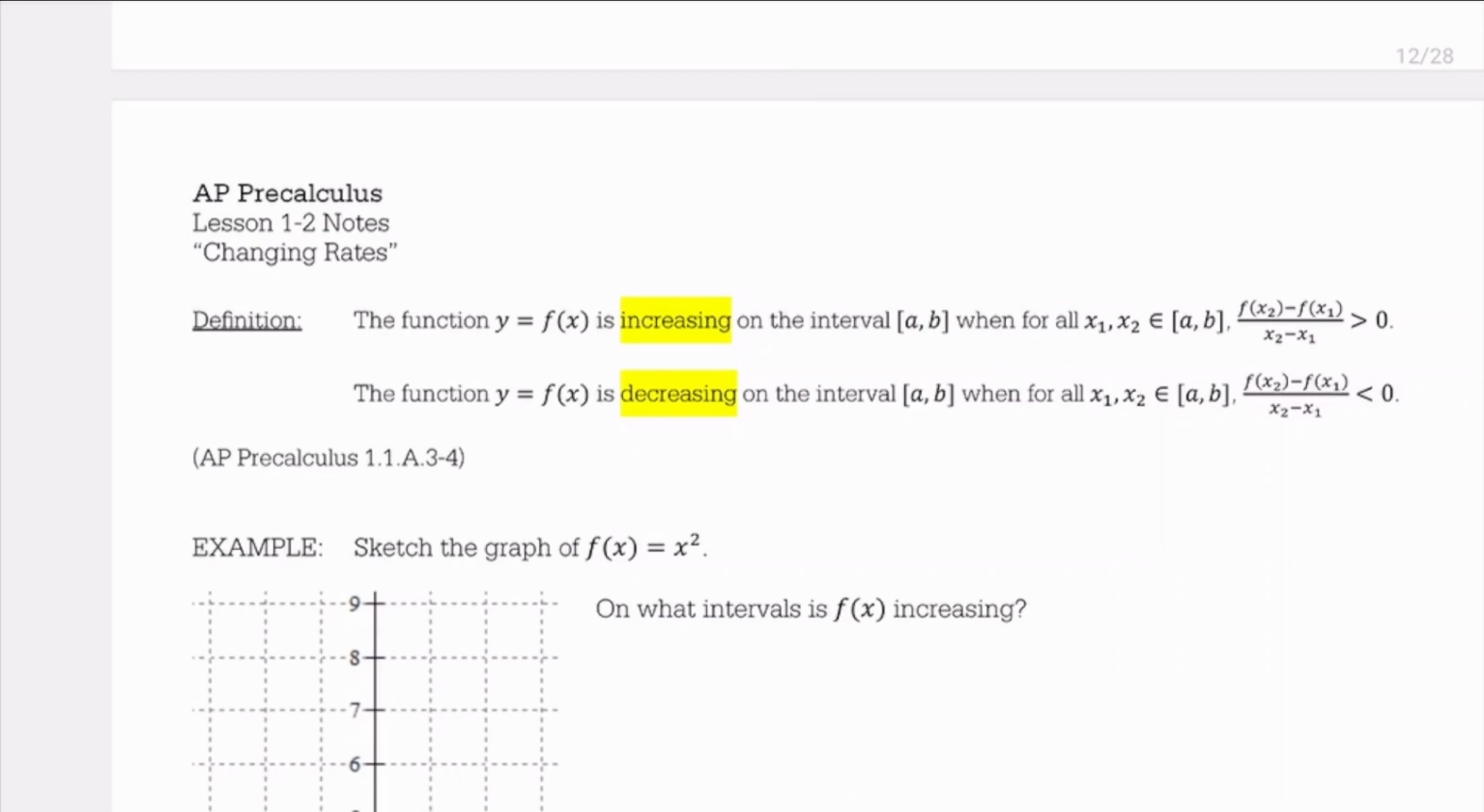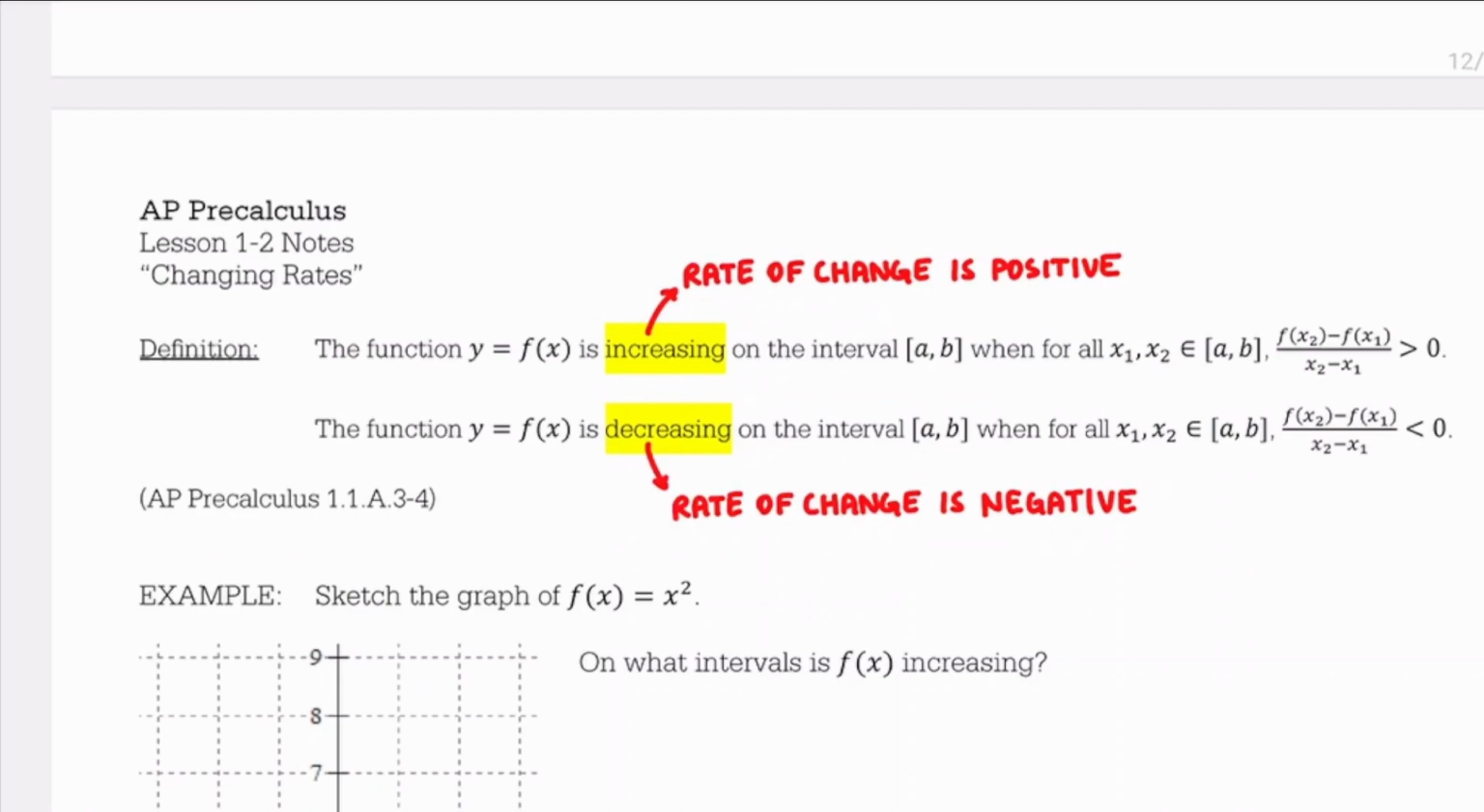But what we can take out of it is that the average rates of change for an increasing function are always positive. And on the other side, a function's decreasing where its rate of change is negative. But we'd already seen that in the last lesson.